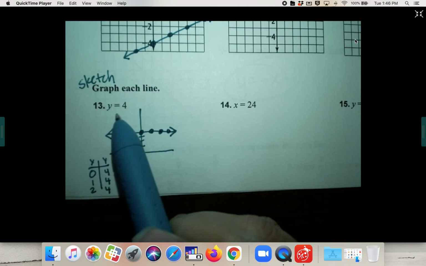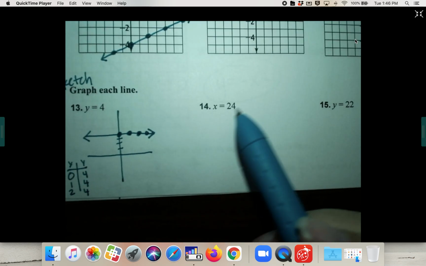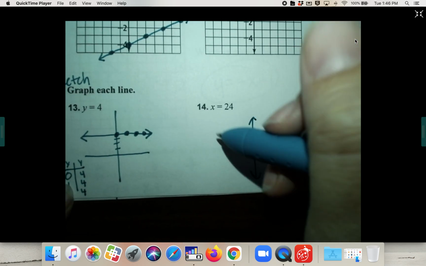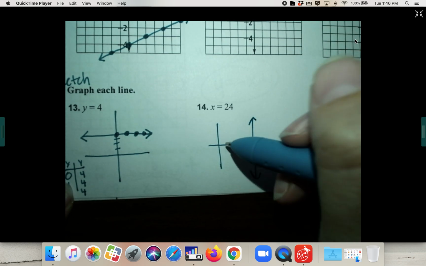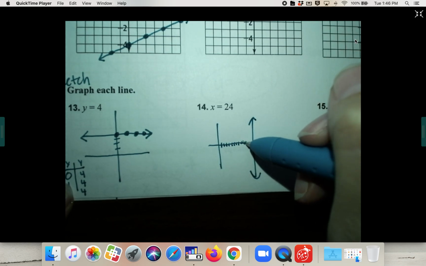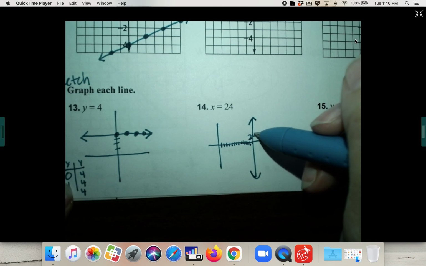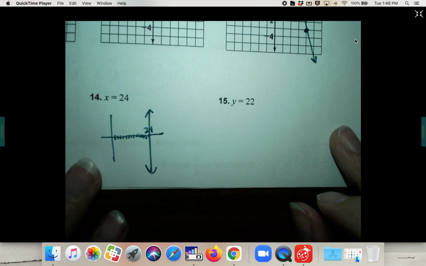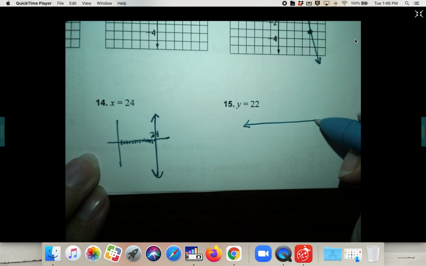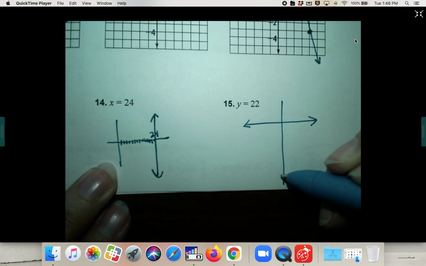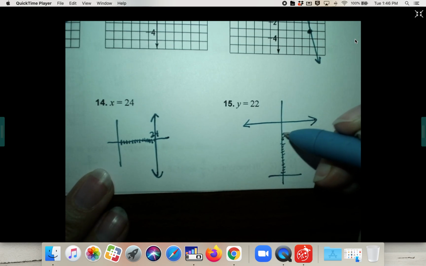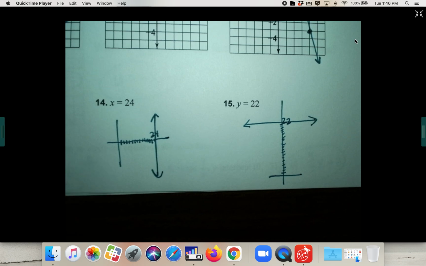So if a y equals is horizontal, then an x equals is going to be vertical. So here's my x and y axis. This is way down here. Just pretend like that's on 24. It's a vertical line on 24. Okay, and then another y equals line, that would be way up here on 22. So we're just going to say that's all the way up here. Pretend like I'm counting to 22. All right.